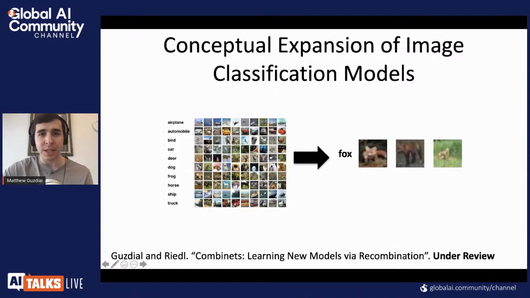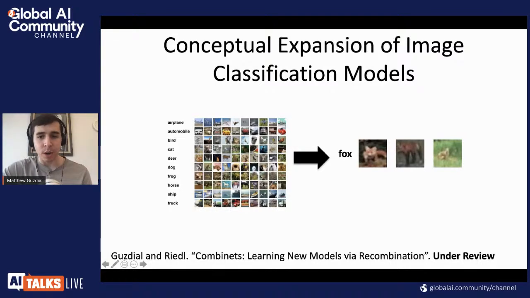For example, we did conceptual expansion of image classification models. Specifically, what we did was we trained a network on CIFAR-10, which represents the classes airplane, automobile, bird, cat, deer, dog, frog, horse, ship, truck, etc. And then we introduced new things like foxes.